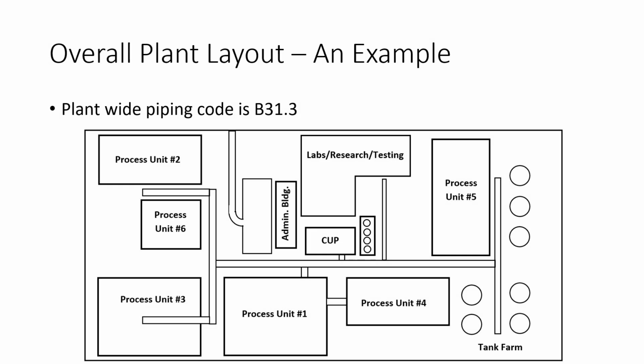What is represented here is a generic plant layout in which is shown 6 different process units, a tank farm, a central utility plant or CUP, a lab, research and testing facility, and an administration facility. And while it has been decided, based on the nature of the plant, that it fall under the umbrella of the ASME B31.3 process piping code, the various units or facilities may warrant more specific code requirements more pertinent to their particular needs. As an example, let's take a look at the CUP facility.